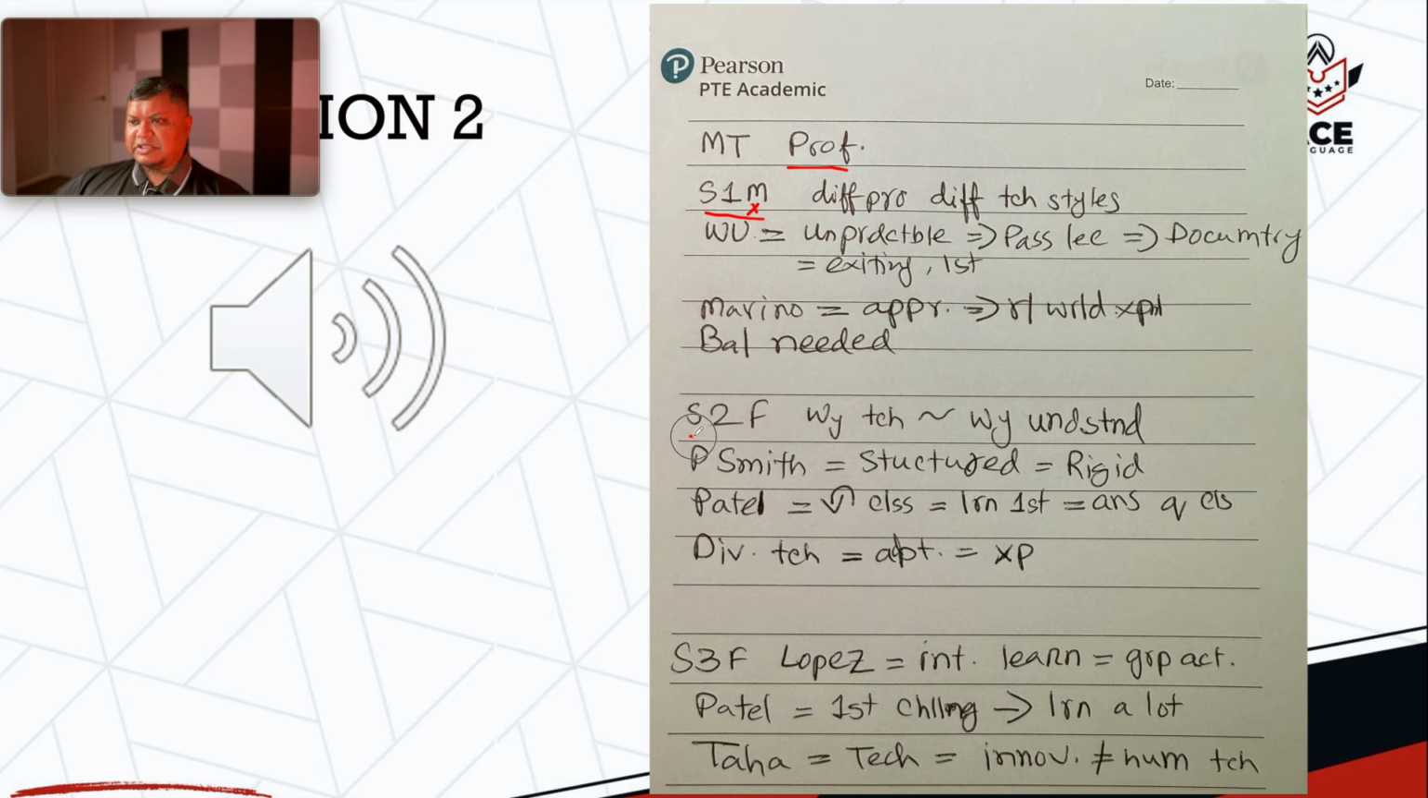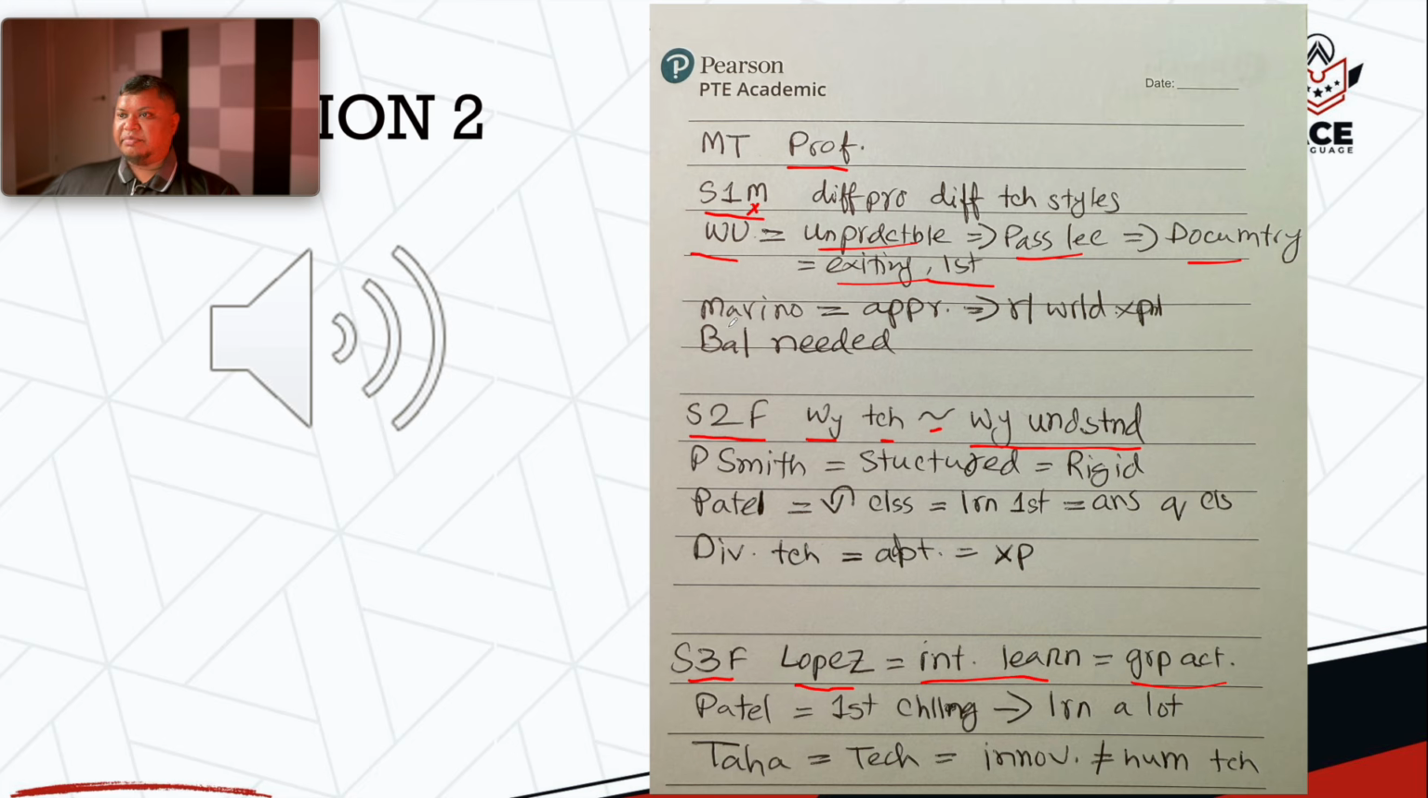Then I'm coming to speaker 2, which is female, and I'm saying way of teaching varies, and that varies with our way of understanding as well. And then speaker 3 is giving an example, who is a female, that Professor Lopez uses interactive learning and group activities. Then going back to speaker 1, Professor Wu is unpredictable, passionate lecture, documentaries, exciting but lost.